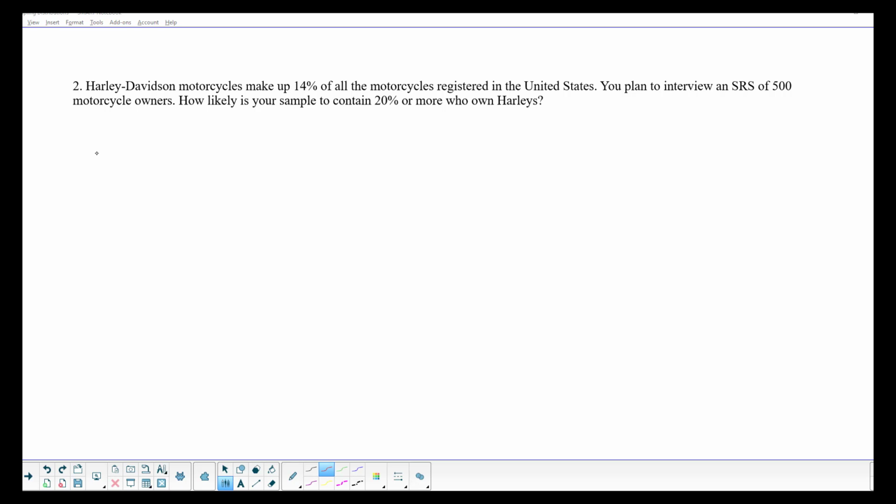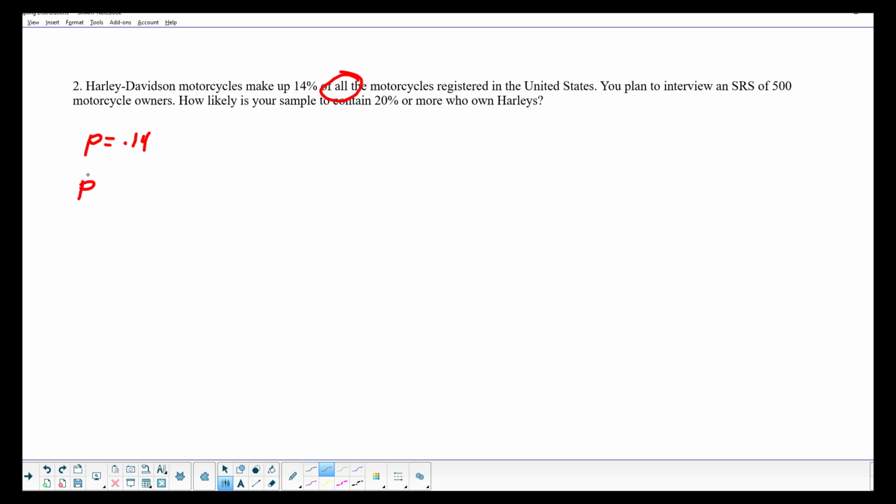All right, so Harley-Davidson motorcycles make up 14% of all the motorcycles registered in the United States. You plan to interview an SRS of 500 motorcycle owners. How likely is your sample to contain 20% or more who own Harleys? So I've got two different proportions here, and what I want to pay attention to is the word "all." That tells me it's a claim that's supposed to be true for everybody. So that's my population proportion.